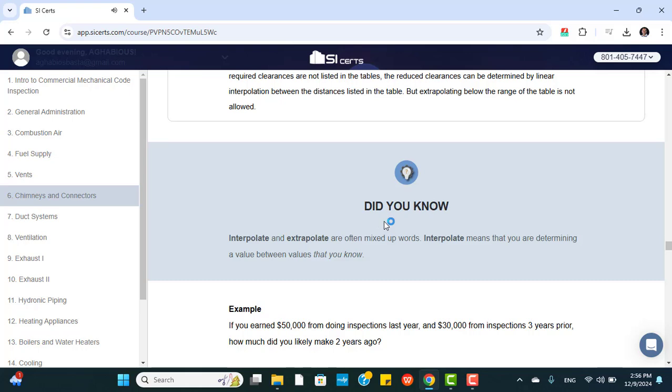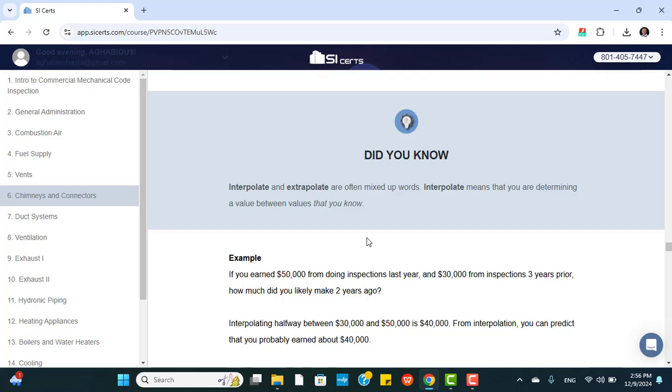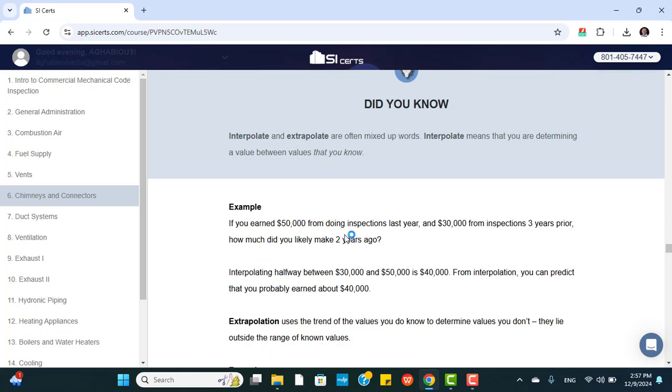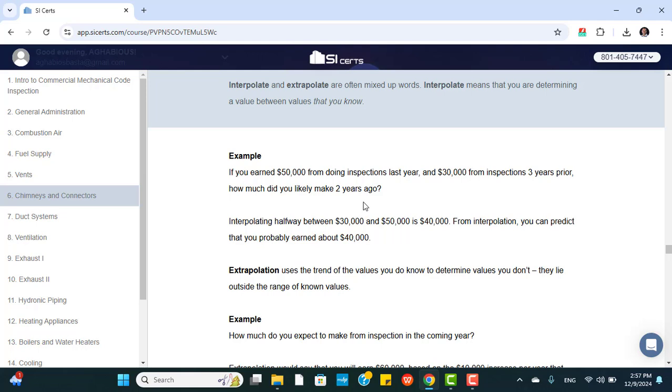Did you know? Interpolate and extrapolate are often mixed up words. Interpolate means that you are determining a value between values that you know. Example: if you earned $50,000 from doing inspections last year and $30,000 from inspections 3 years prior, how much did you make 2 years ago?